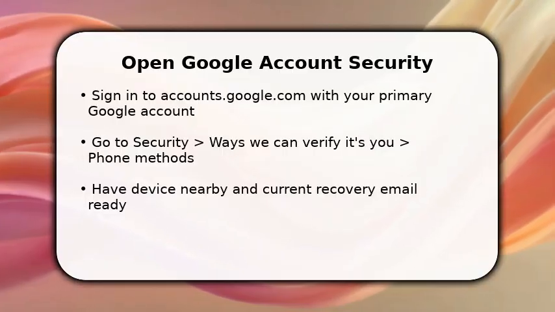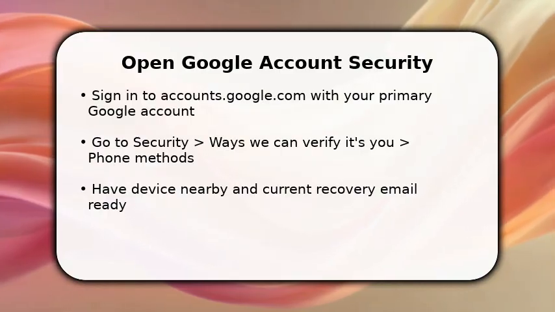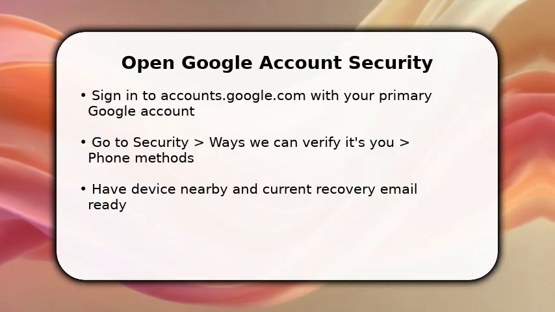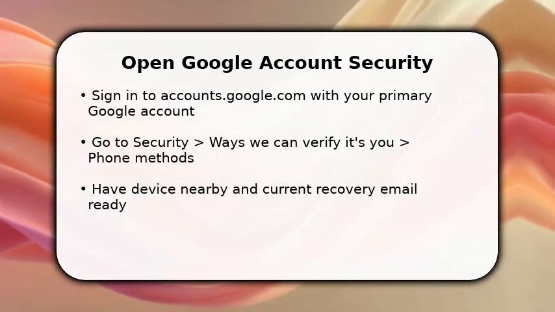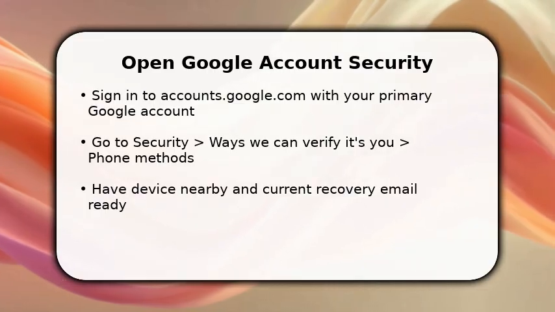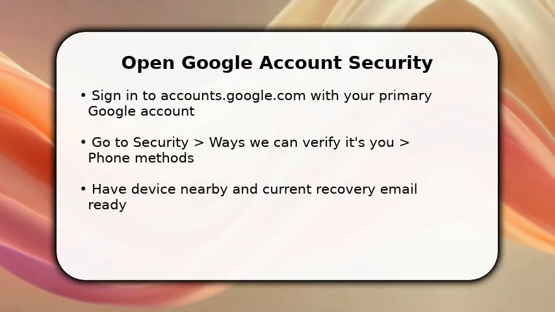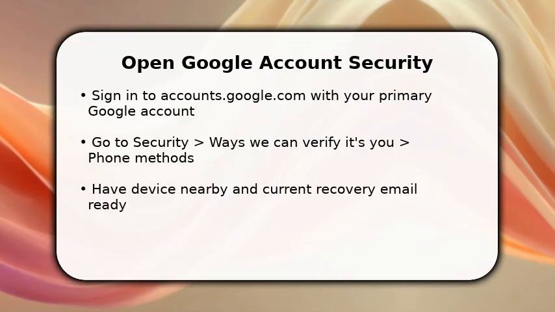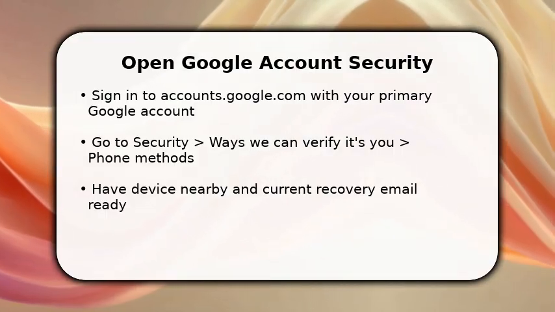You start by signing into accounts.Google.com. This ensures you control the account. Once signed in, go to Security, then find the section about phone verification or recovery methods. You need your device handy because Google will send a verification code. Make sure your recovery email is accurate so you can get codes if SMS fails.